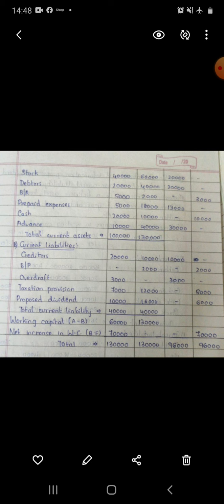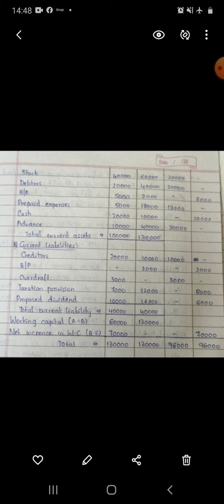Otherwise, use the information given in the problem. Here taxation is considered as the current liability. So 7,000 and 12,000, 5,000. Proposed dividend 10,000 and 16,000, 6,000. Total current liabilities 40,000 and 40,000. So how to calculate the net working capital? Current assets minus current liabilities, 1 lakh minus 40,000 equals 60,000. Then 1,70,000 minus 40,000, 1,30,000.